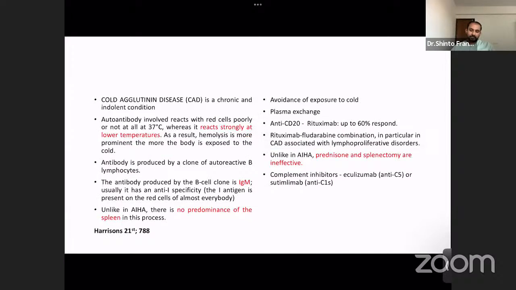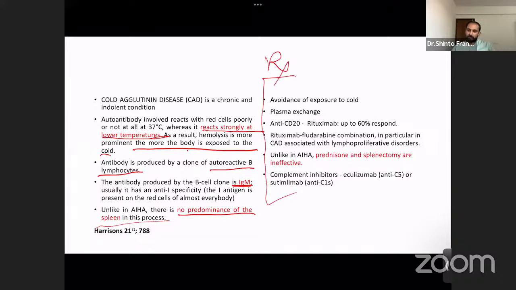So cold agglutinin disease is a chronic indolent condition. There is an autoantibody which reacts at lower temperature, that's how it got its name, and hemolysis is prominent when the body is exposed to cold. The antibody is usually produced by an autoreactive B lymphocyte, usually IgM, with no predominance of spleen. Okay.